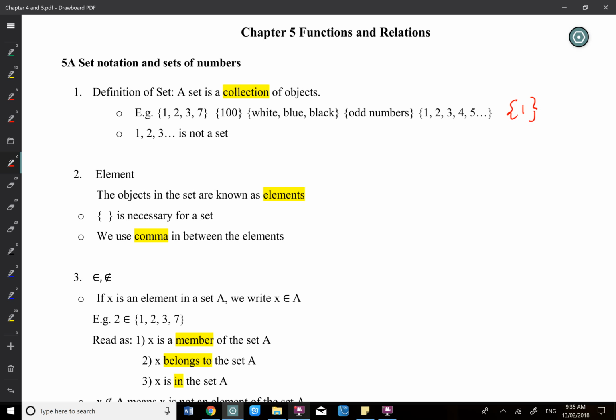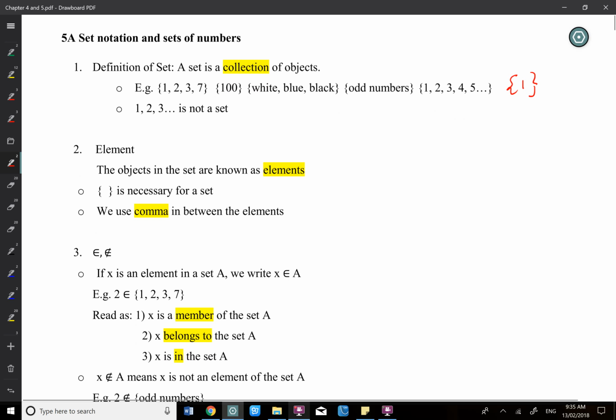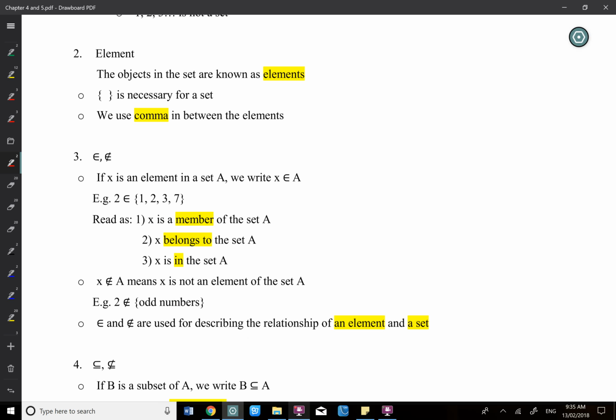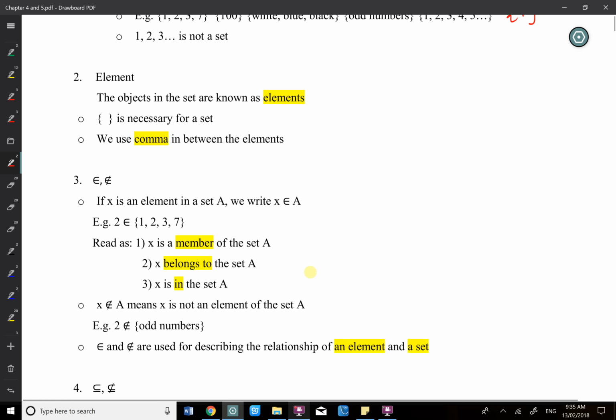If you don't have the curly bracket, for example 1, 2, 3, this is not a set. It's just a listing of numbers. I'm not collecting numbers. So a collection of objects means we put the things we're interested in inside the curly bracket, and that's a set. Everything you see with a curly bracket is actually a set. Why am I emphasizing that so many times? Because it's really important. We'll use that later.